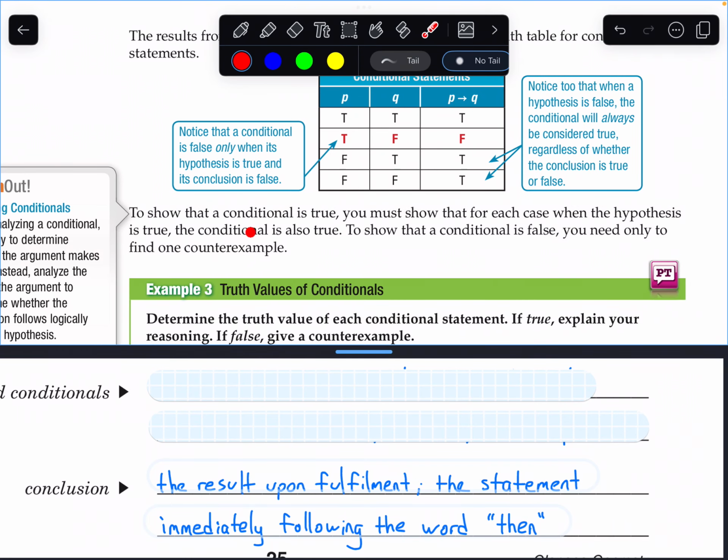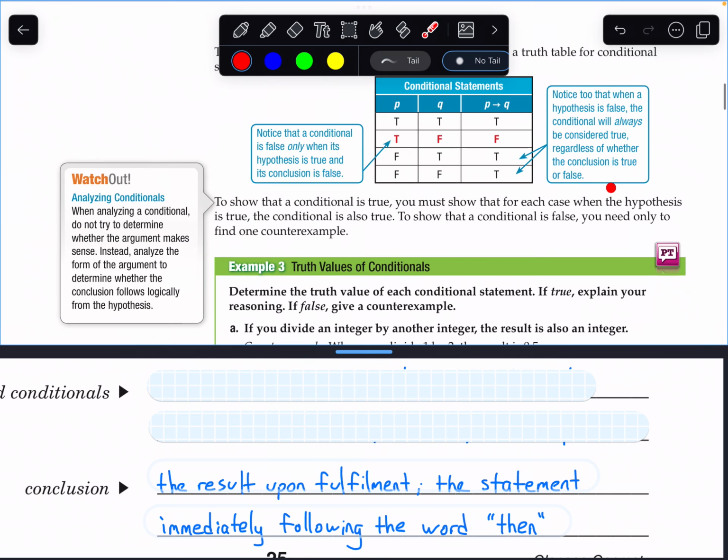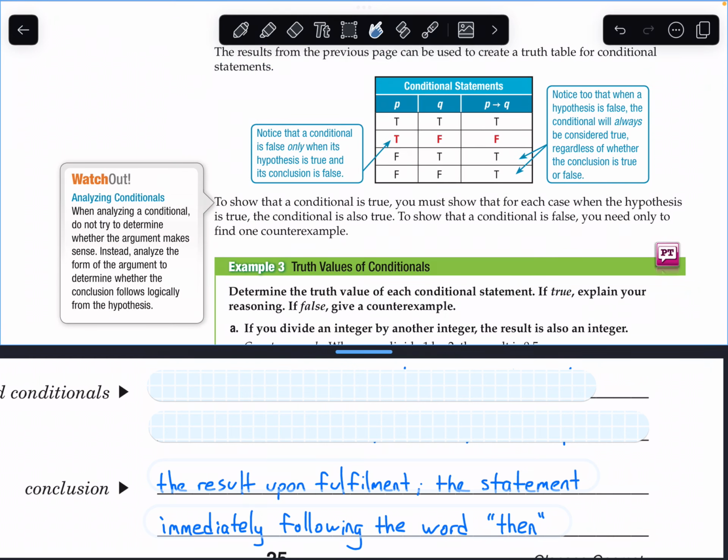To show that a conditional is true, you must show that for each case when the hypothesis is true, the conditional is also true. To show that a conditional is false, you need only to find one counterexample. We'll practice that in the next video.